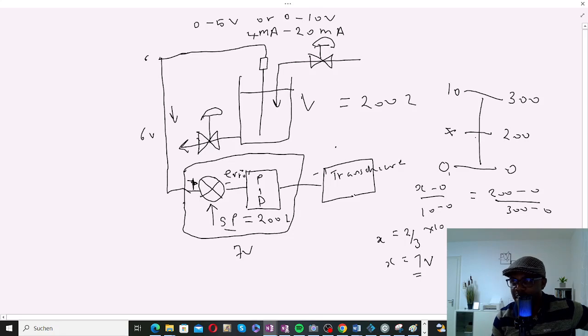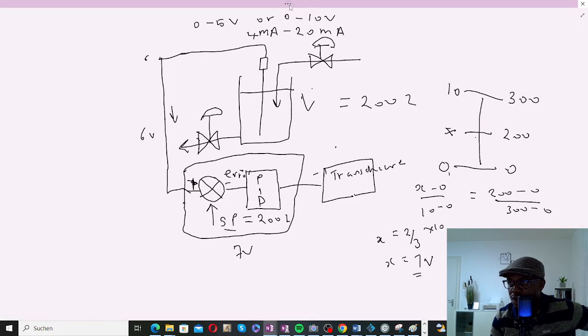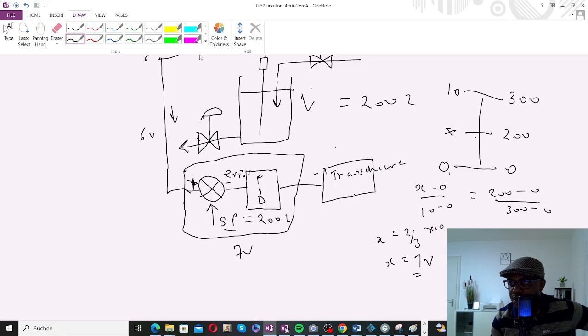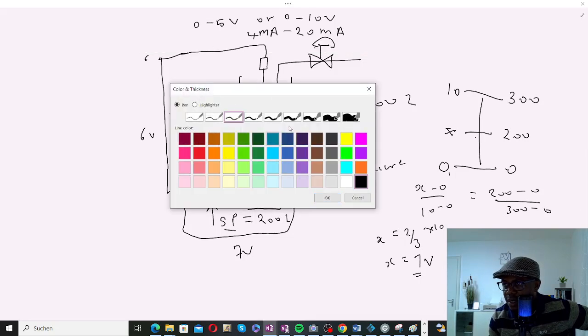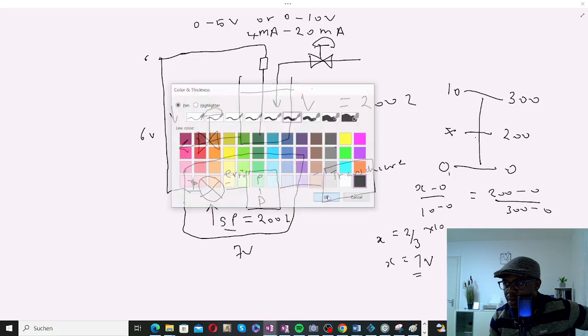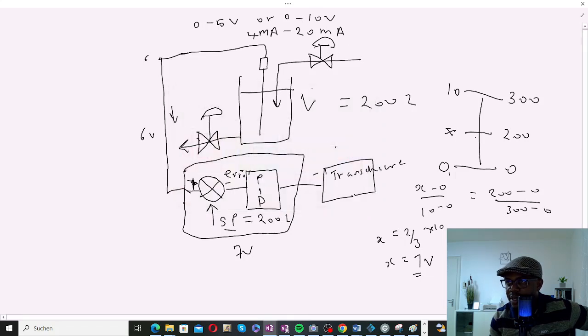Let me, I guess I have to write it. Let me not be lazy and do it. I can't find my cursor. Let me make it a little bit bold so that I'll not be struggling to find it. Color and thickness again. I think it's better now.